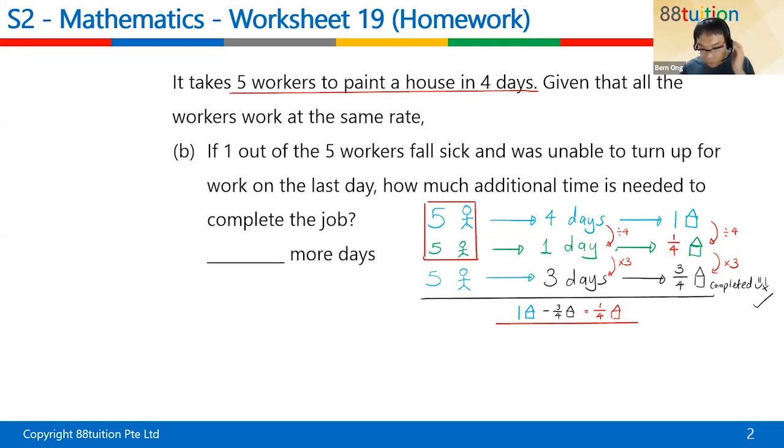Moving forward, how much additional time is needed to complete the job? I have to find out the number of men. There are 4 men now, because 1 out of 5 workers is sick, so now only 4 men are appearing. So here comes my question. The 4 persons need how much time to complete the remaining 1/4 house?